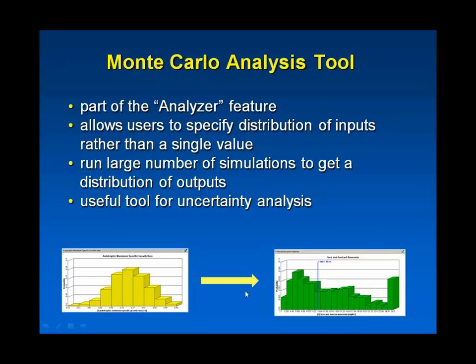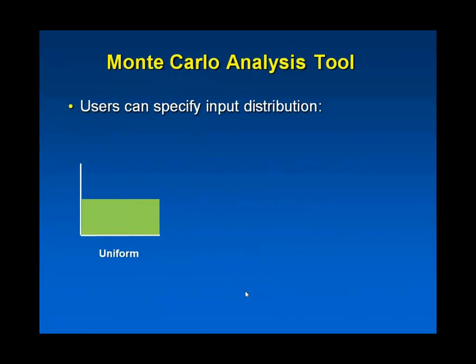So we have three types of inputs that are available in GPSX. A uniform distribution, basically showing you're likely to get an equal probability of getting any value within that range that you've specified, a normal distribution or a log normal distribution.